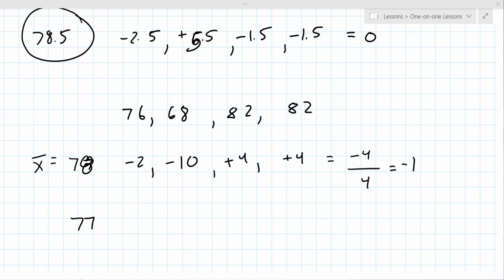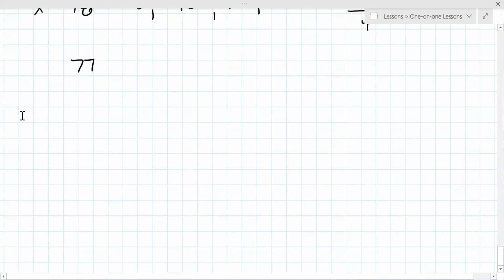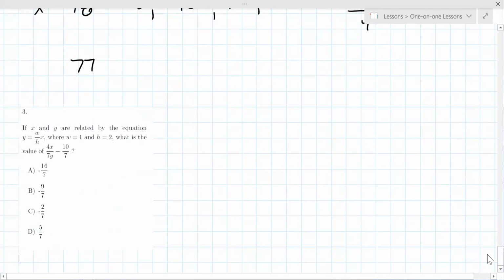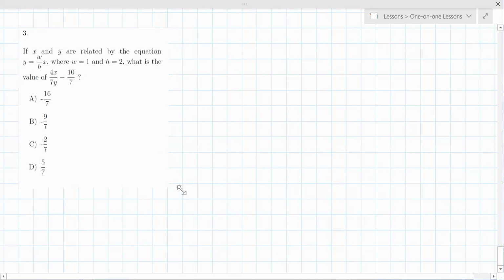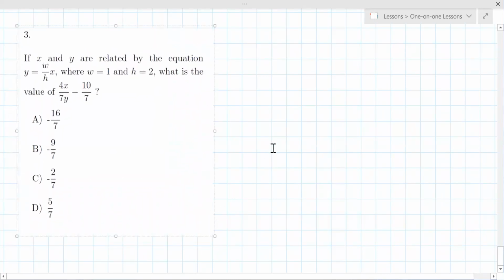All right, so this one emphasizes fractions, and I know we've seen that in a lot of other questions. There's lots of fractions in standardized tests, so you just have to adjust to that. So if x and y are related by the equation y equals w over h times x, where w equals 1 and h equals 2, what is the value of 4x over 7y minus 10 over 7? Any idea how you might start here?